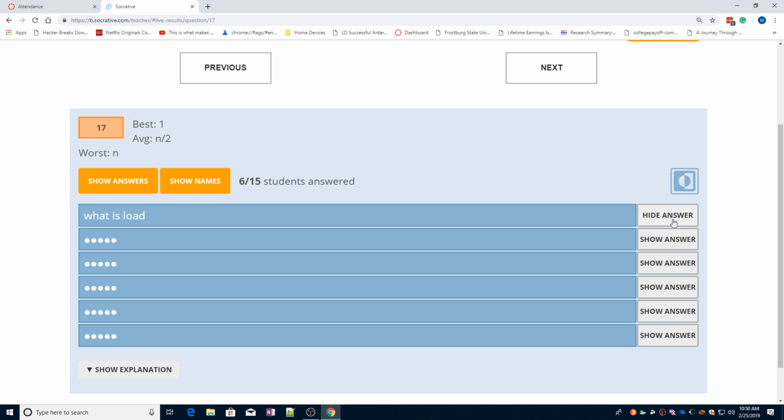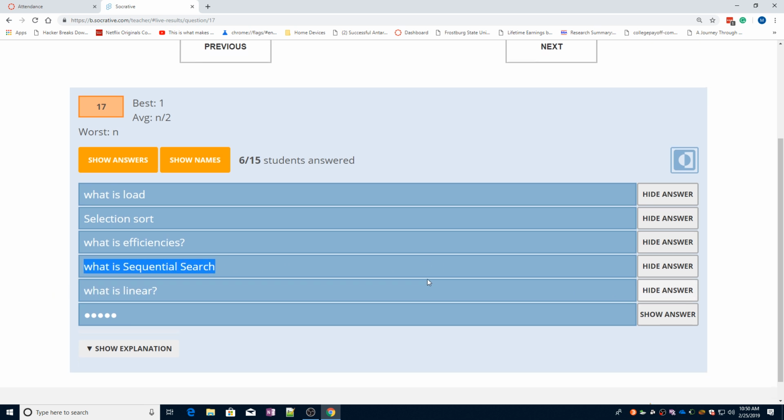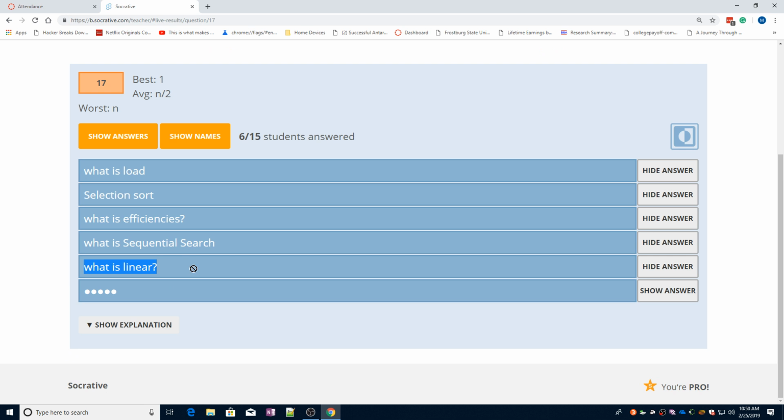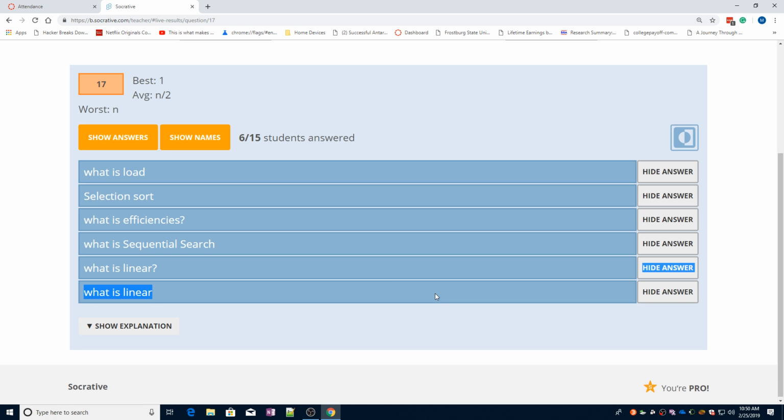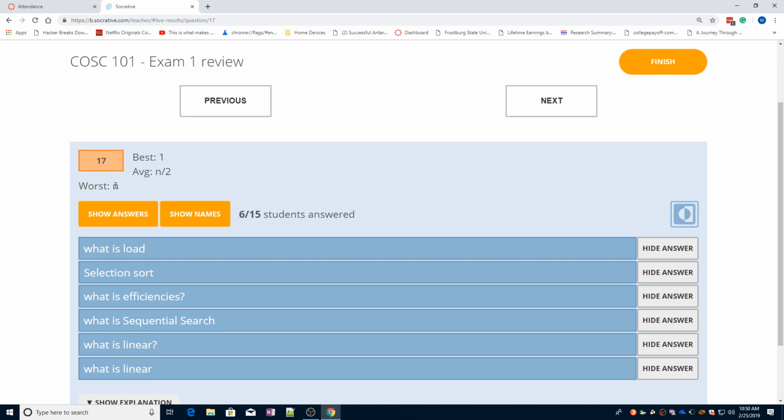All right. What is a load? No. Sort, selection sort. No. It's actually a sequential search. Efficiencies, yeah. By the way, I give you maybe a point here, a point there. You're pointing towards efficiency. Sequential search. It is. I'd probably give you a 5 for that. What is a linear growth rate? I'd give you a 5 for that. Yes, I give you 5 on both of those because that is a linear growth rate. How do we know? Right there on that worst case, right?